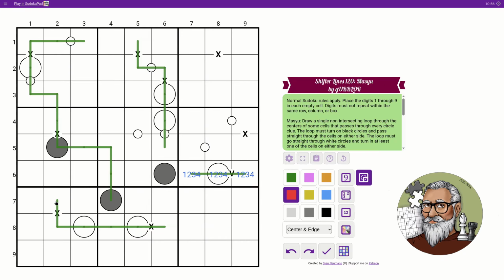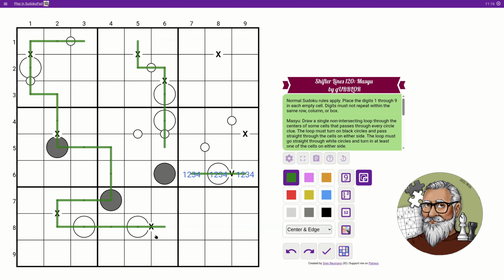Where would this one go? It's a loop, remember? Where would that go? Where would that one go? It can't go out from here, obviously. There's nowhere else, so it has to be there. Okay. Now this one has to turn.